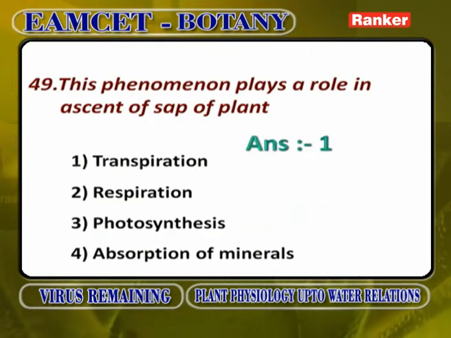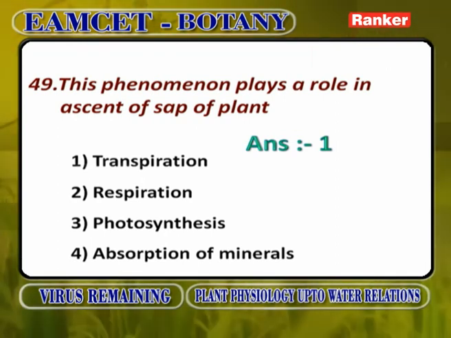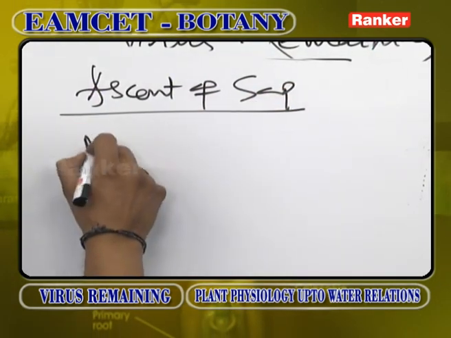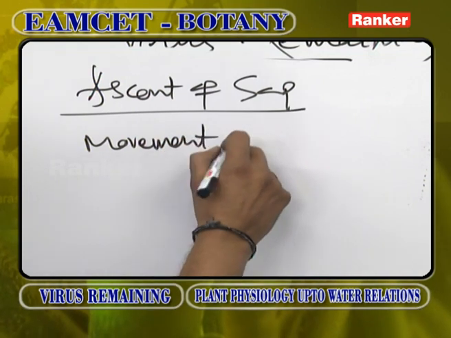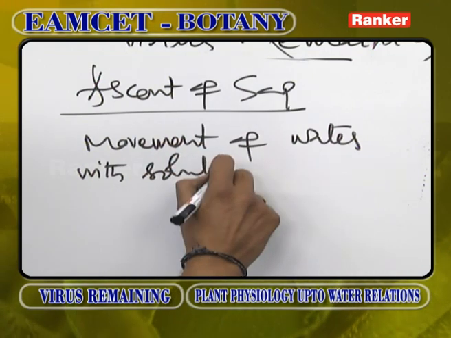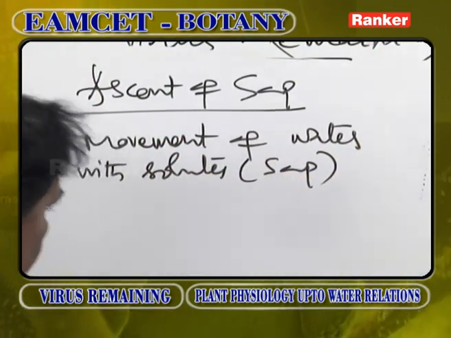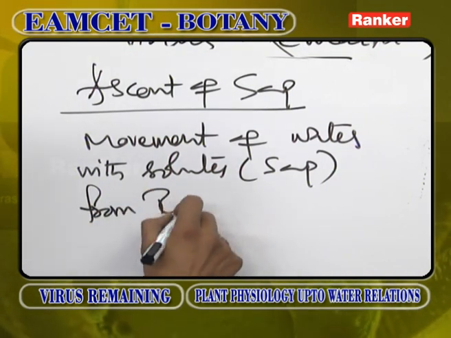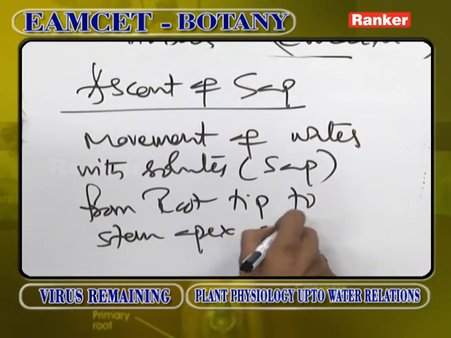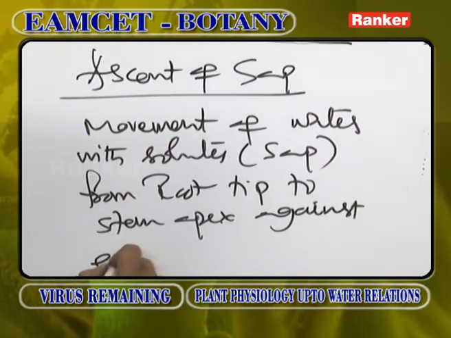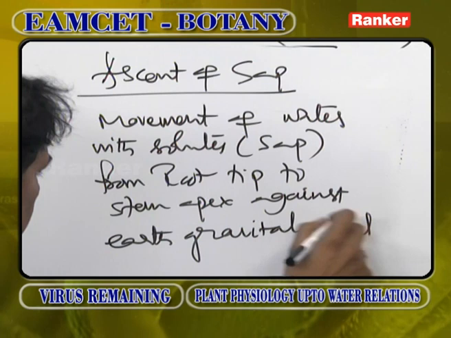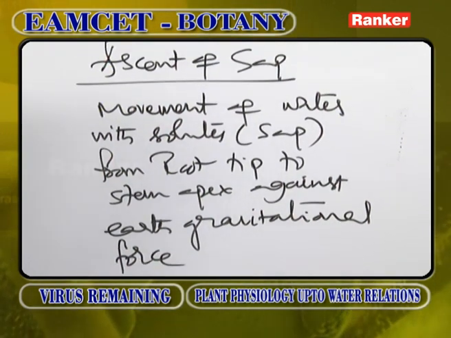The phenomenon plays a role in ascent of sap in plants. Ascent of sap means movement of water with solutes, called sap, from root tip to stem apex against the earth's gravitational force.